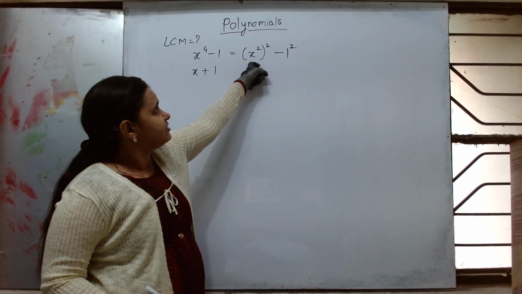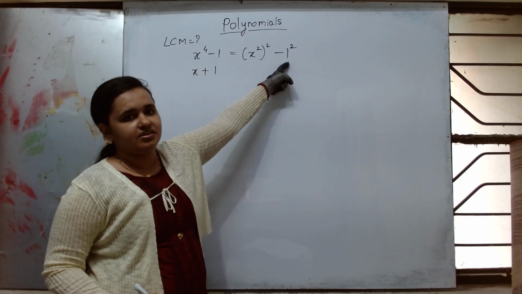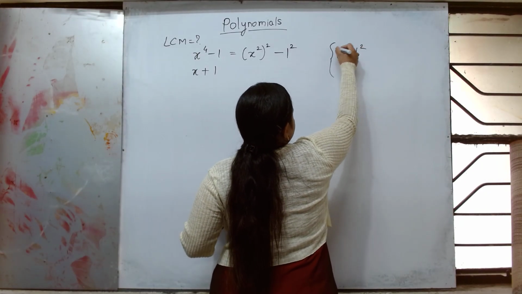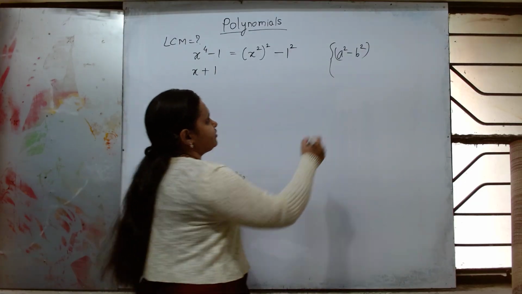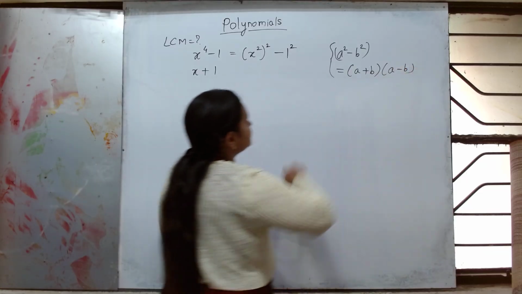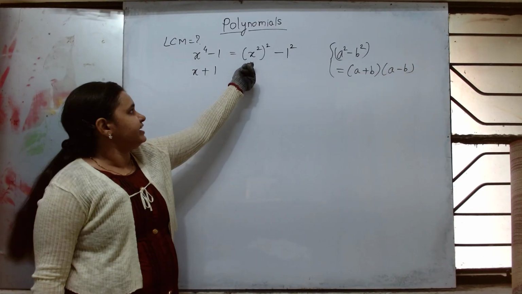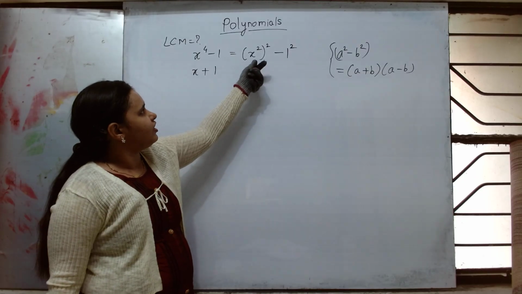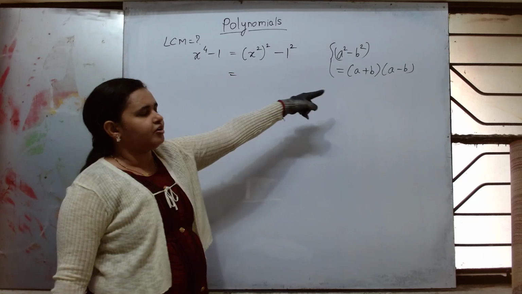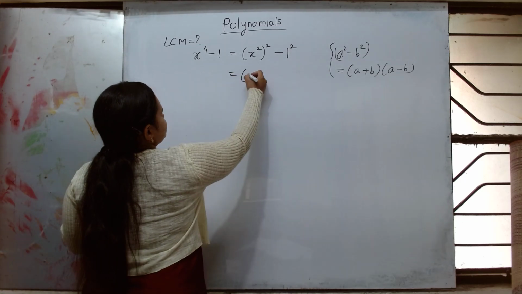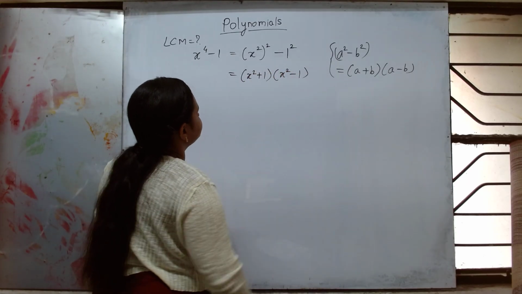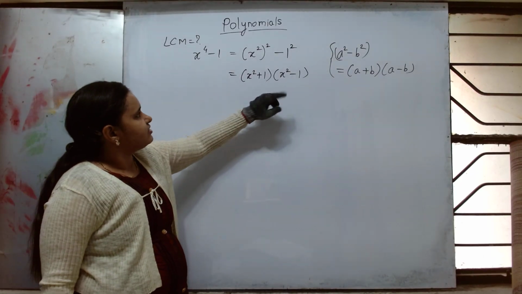Now, here is the formula. Do you remember? A square minus b square. What was a square minus b square? It was a plus b into a minus b. So, if we consider x square as a and 1 as b, it is the formula of a square minus b square. Okay. So, we will write it in the form of a plus b, a minus b. So, it will be x square plus 1, x square minus 1.